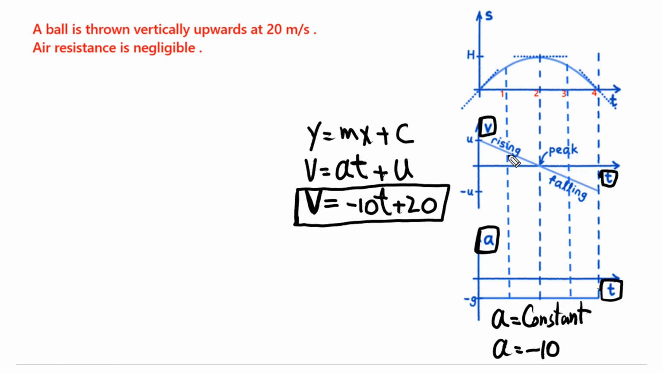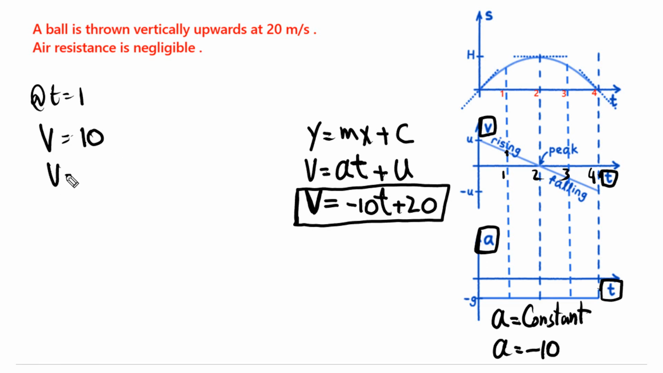Now let's try to understand more about this velocity time graph. As we have discussed before, the area under the velocity time graph is equal to displacement, and time here is 1 second, 2 seconds, 3 seconds, and time here is 4 seconds. If we need to find the velocity at t equal to 1, the velocity will be equal to 10. Just replace t with 1 and you will get v equal to 10.